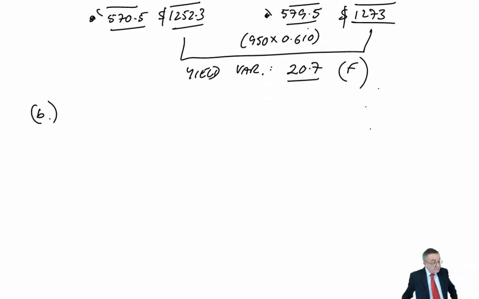Part B, using the information in the question, suggest 3 possible reasons why an adverse material yield variance could arise.